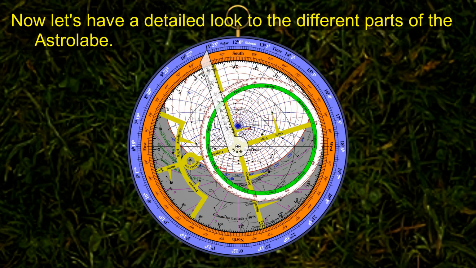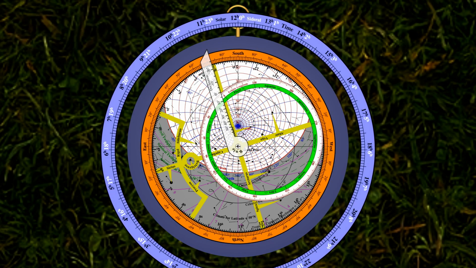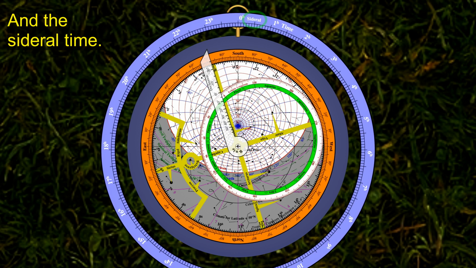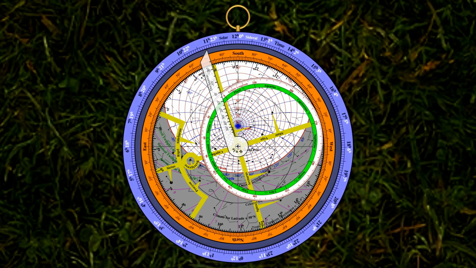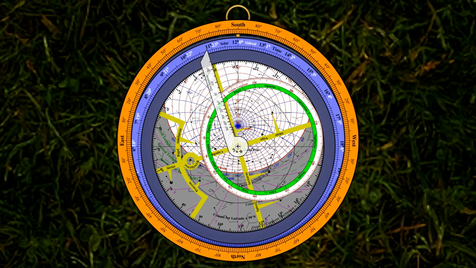Now let's have a detailed look to the different parts of the astrolabe. The limb containing the time information. In our case, the solar time. And the sidereal time. The direction ring with the cardinal points.